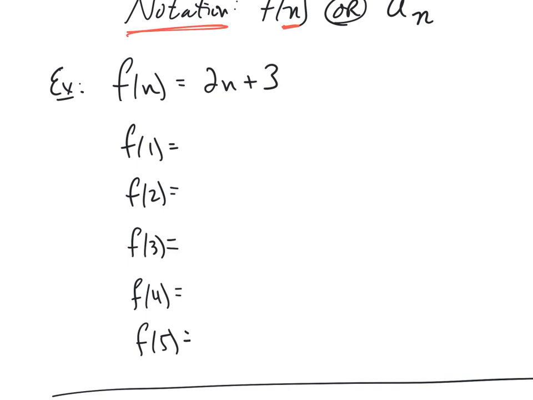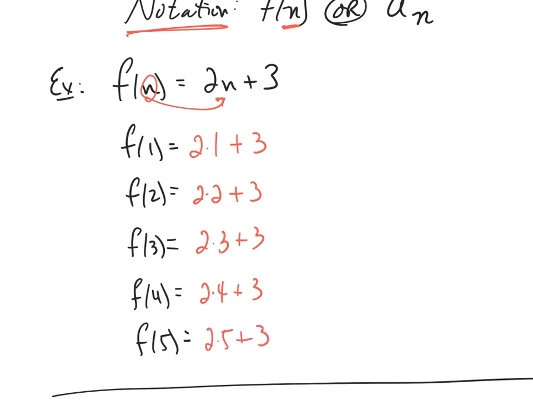Well, all that means is wherever you see an n, put in this value. So since I'm asking you for f of 1, this would be 2 times 1 plus 3. What's f of 2? Well, that's just simply going to be 2 times 2 plus 3. What's f of 3? And I think you guys will get the idea. Everywhere we see an n, we just continue to put in the next consecutive integer until we get to f of 5, which would be 2 times 5 plus 3. Now I'll ask you to do this arithmetic all of the time. So 2 times 1 plus 3 is 5. 2 times 2 plus 3 is 7. 2 times 3 plus 3 is 9. 2 times 4 plus 3 is 11. 2 times 5 plus 3 is 13.